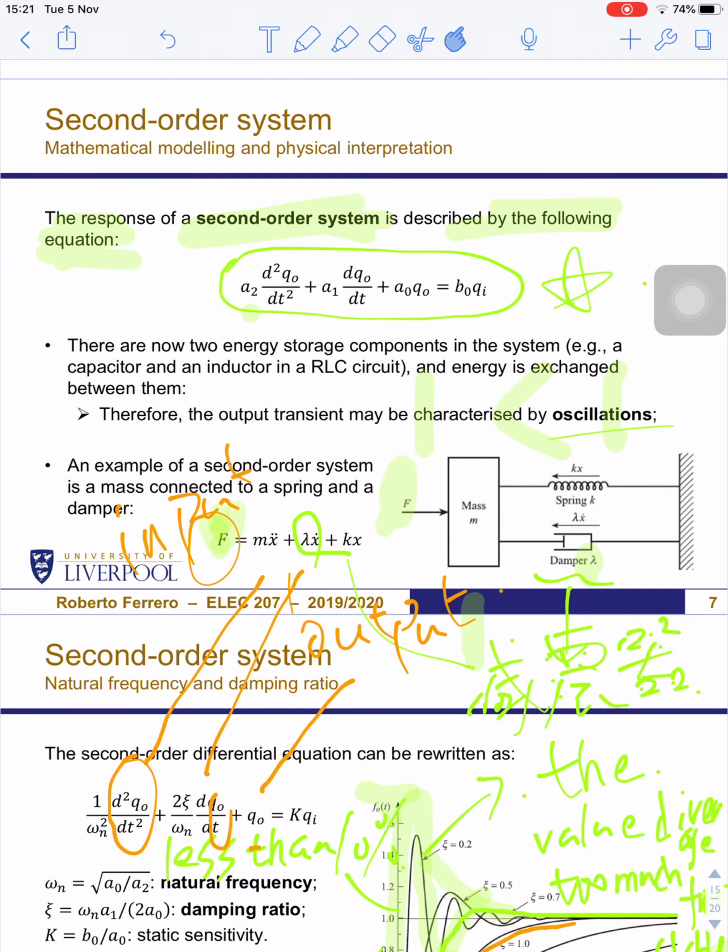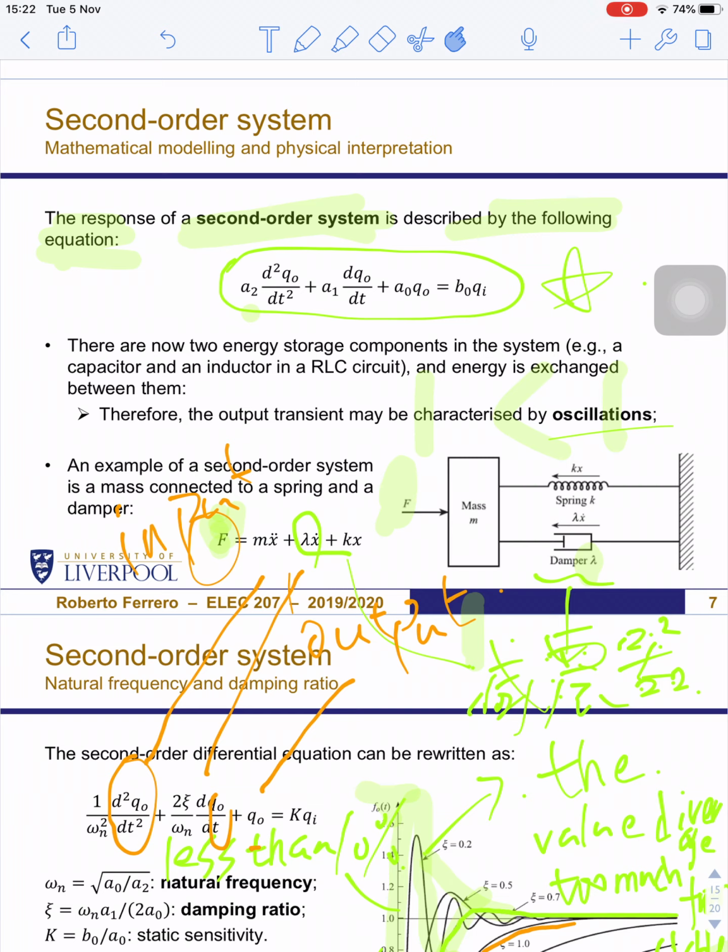So let's continue to talk about the second order system, the mathematical model of the physical interpretation. The second order system follows this equation: A2 times the second derivative of the output, plus A1 times the first derivative of the output, plus A0 times the zero derivative of the output, is equal to B0 times the input.